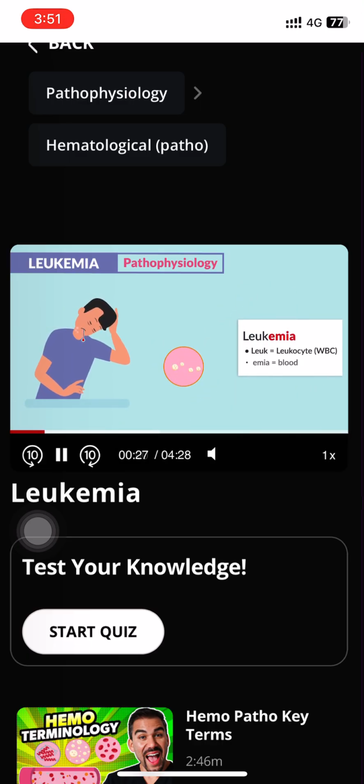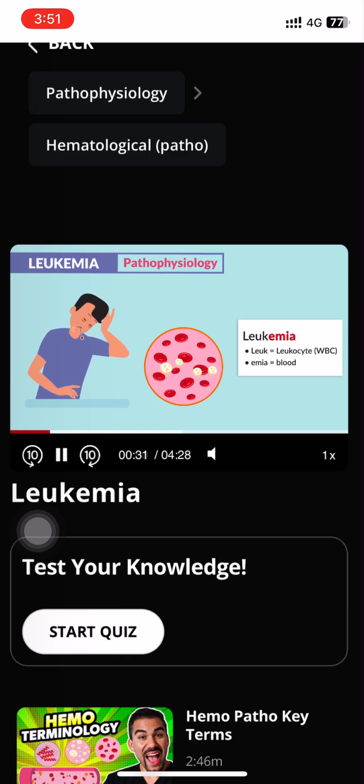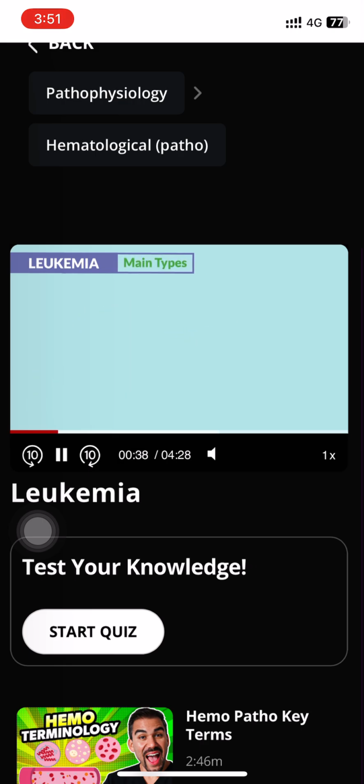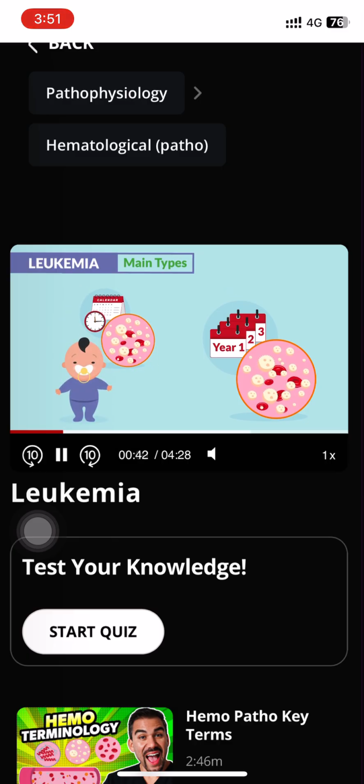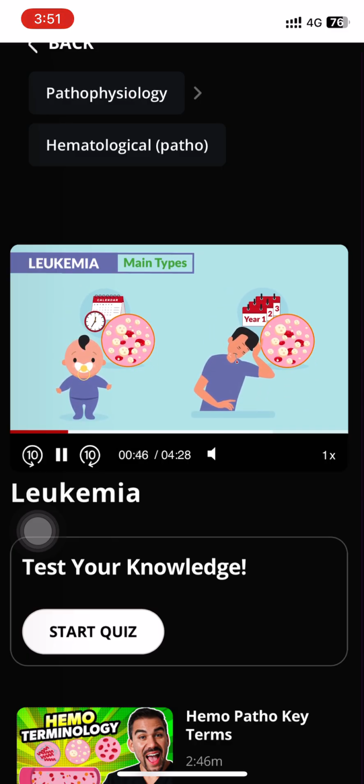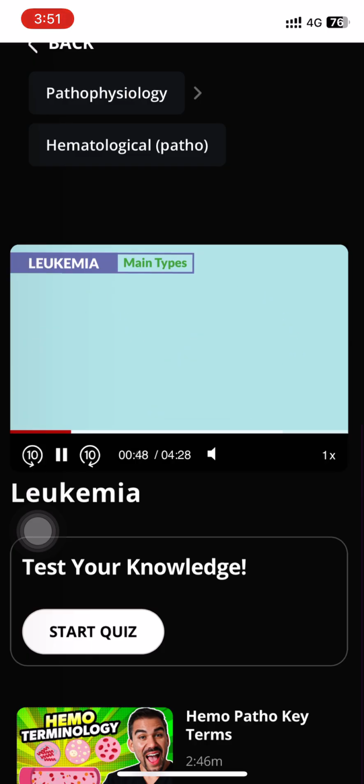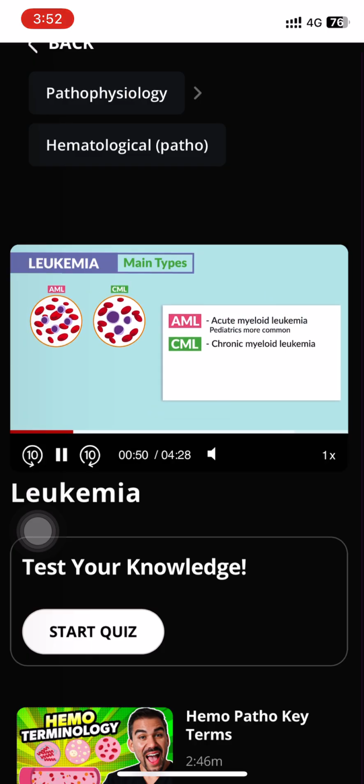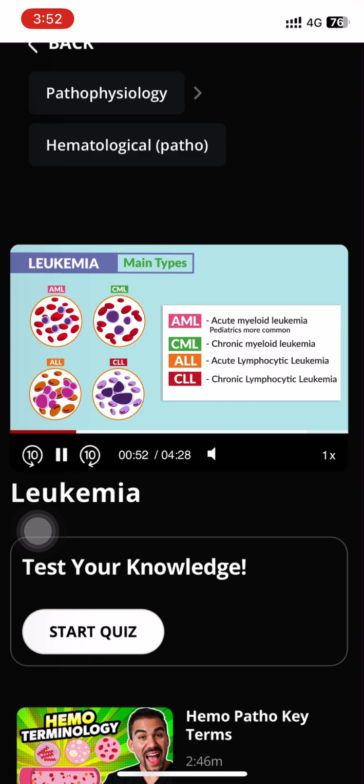Leukemia. Just think leuk for leukocyte, that WBC, and emia for blood. Too many WBCs that crowd out the production of other blood cells. Now, the main types of leukemia, we have acute and chronic. So acute is more common with pediatrics, and chronic is more common with older age. The four main types include AML, CML, ALL, and CLL.